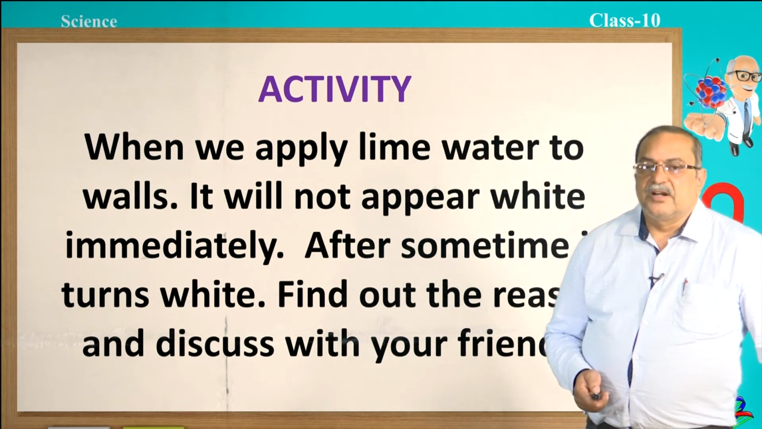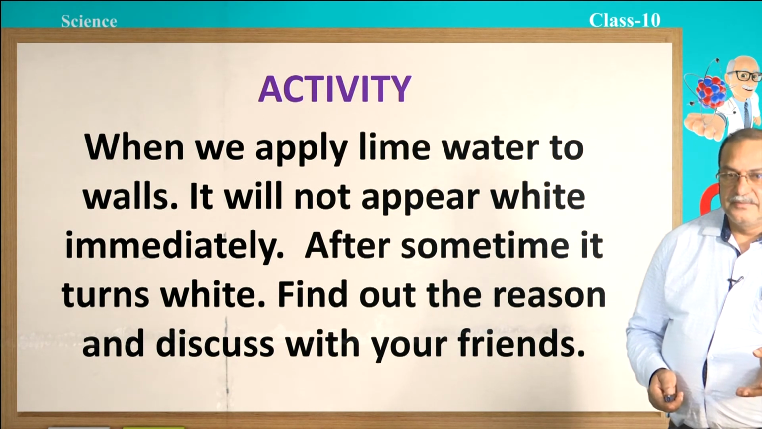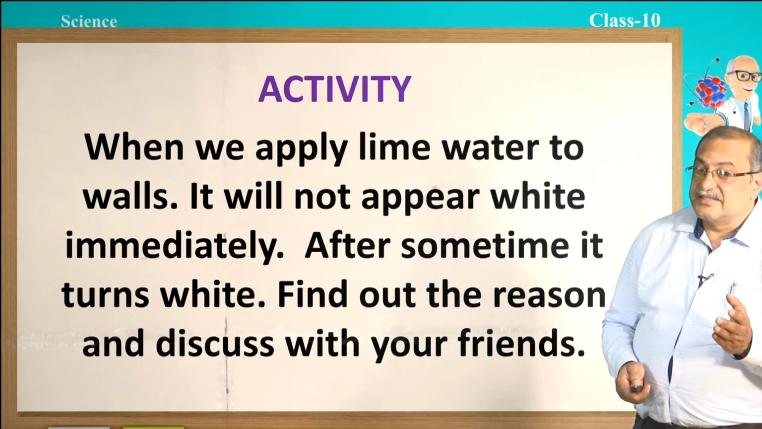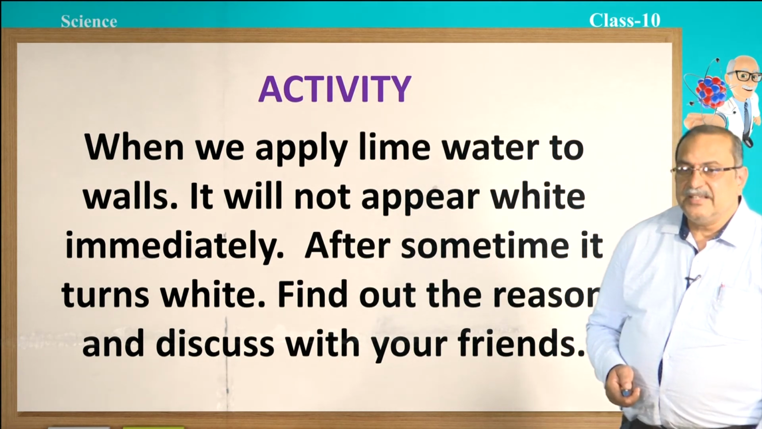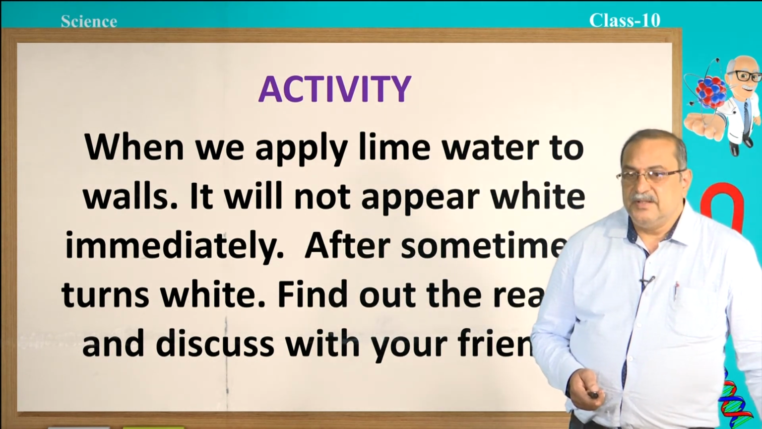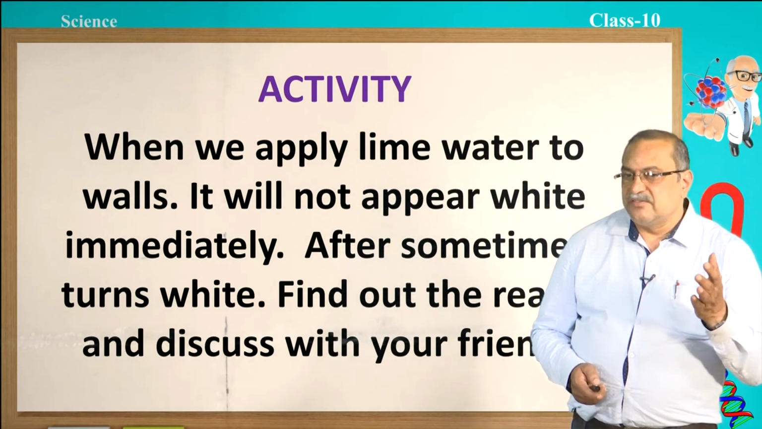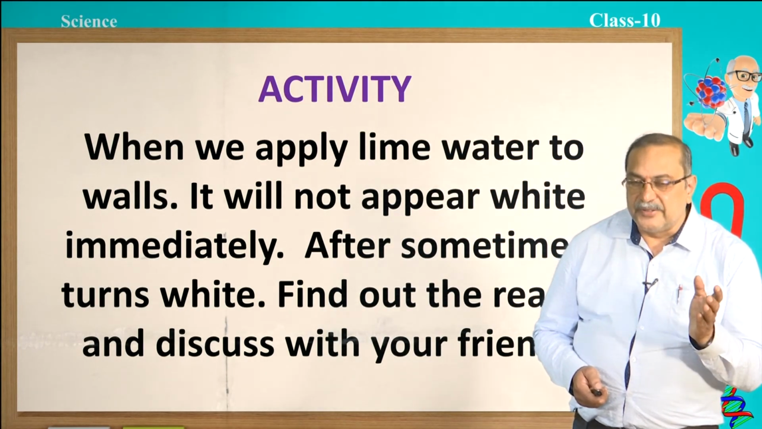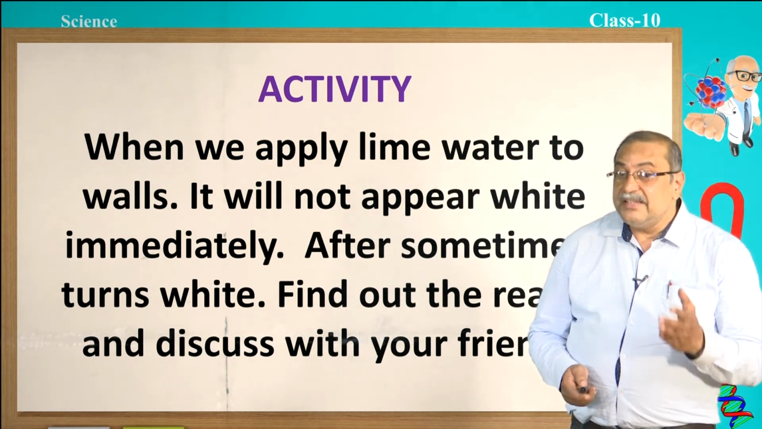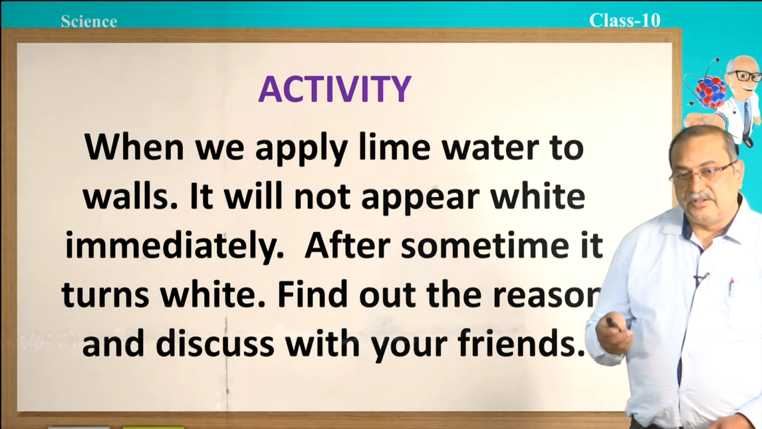When we apply lime water to walls, it will not appear white immediately. After some time, it turns white. Find out the reason and discuss with your friends, children. Okay? Even you may use a chalk piece, no? If you take a wet chalk piece and write on the blackboard, first it will not appear. After some time, you can see the white color. Clear? So, why is it happening? You find out and discuss with your friends. Okay? That you can do.